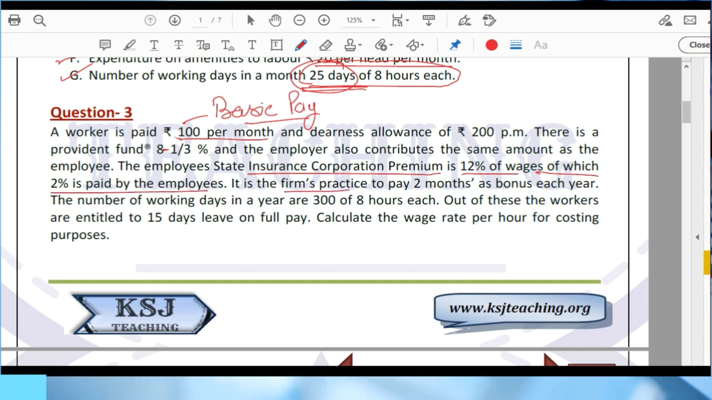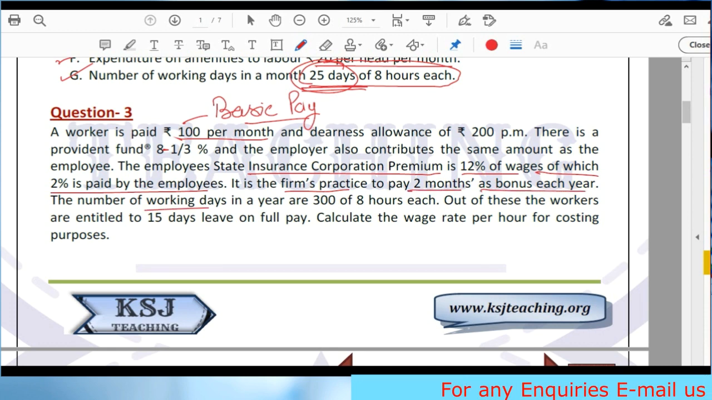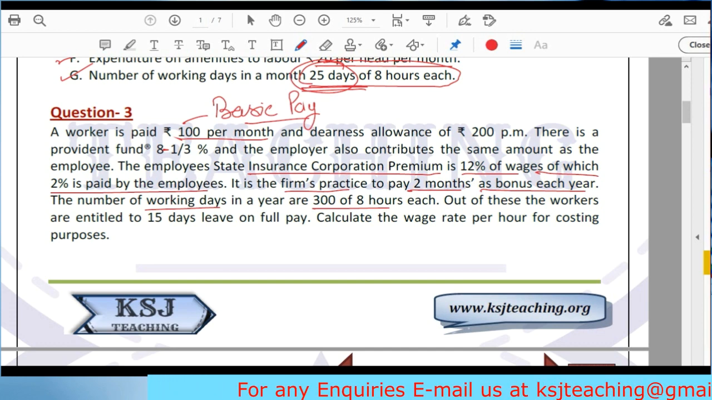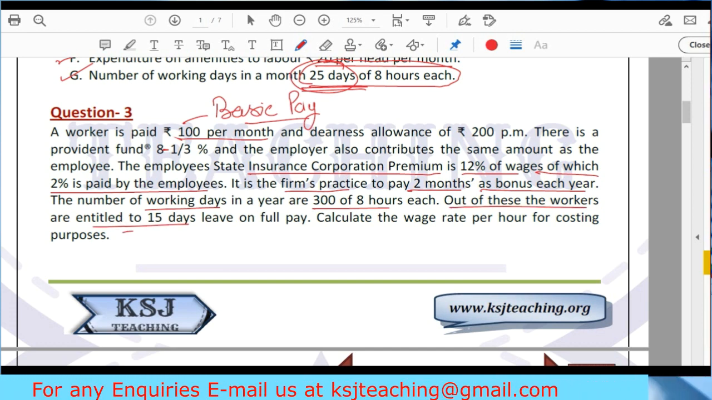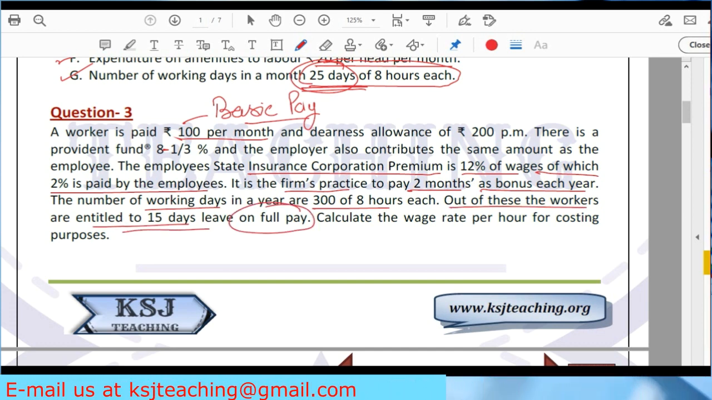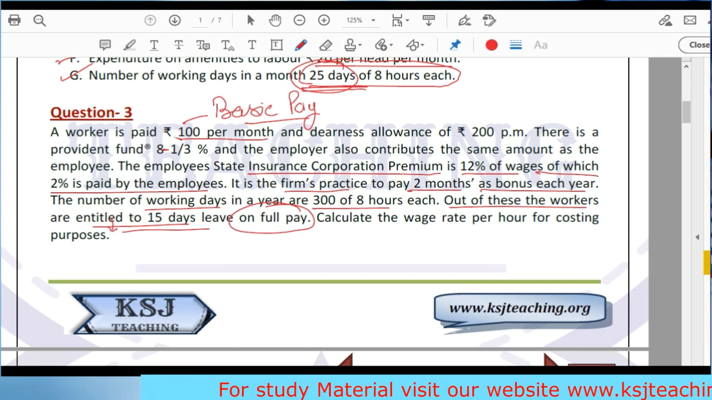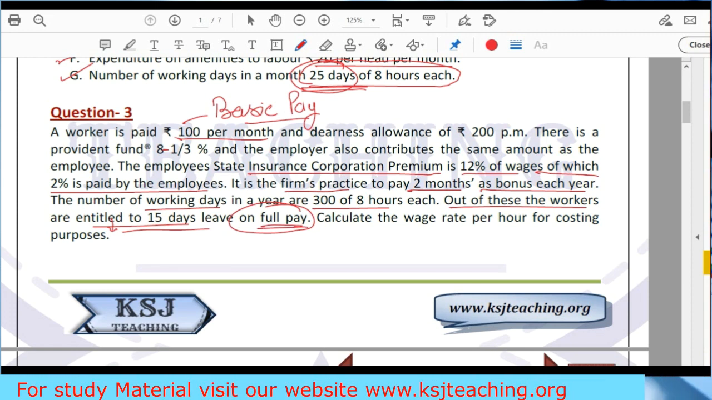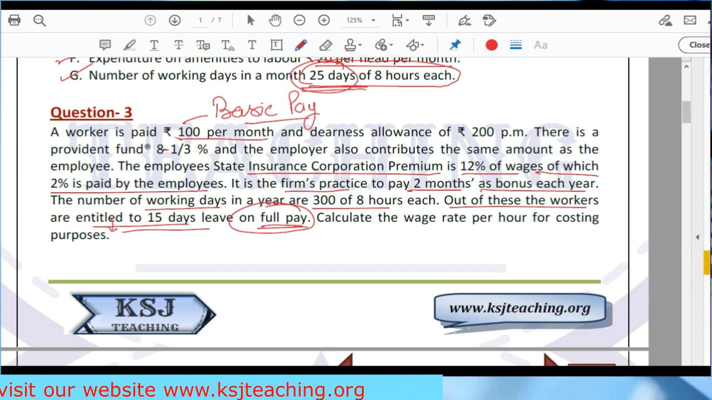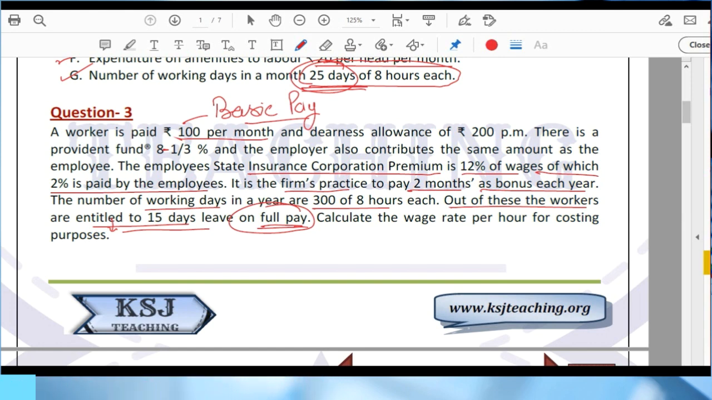It is the firm's practice to pay 2 months as the bonus each year. The number of working days in a year are 300 of 8 hours each. Out of these, the workers are entitled to 15 days leave on full pay. Right? So for these 15 days, will there be any production? No, sir. The worker will be sitting at home. He is entitled to leave. When he is getting the full pay for this leave, why will the worker not avail this? Definitely, sir, will avail this. Will sit at home, enjoy. Calculate the wage rate per hour for costing purposes.